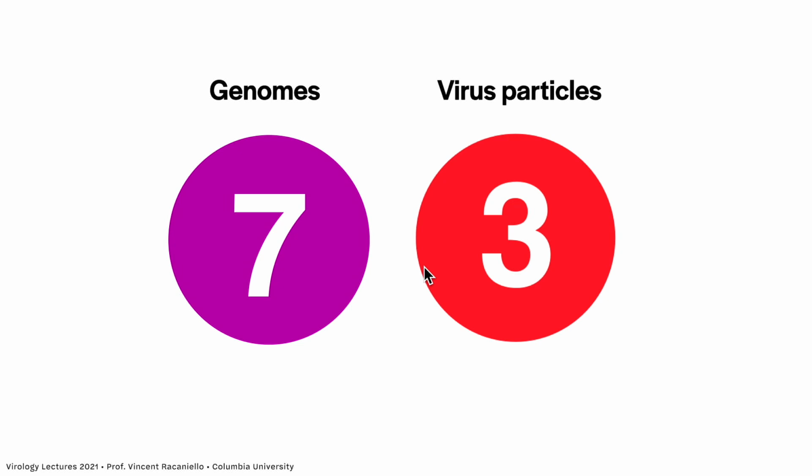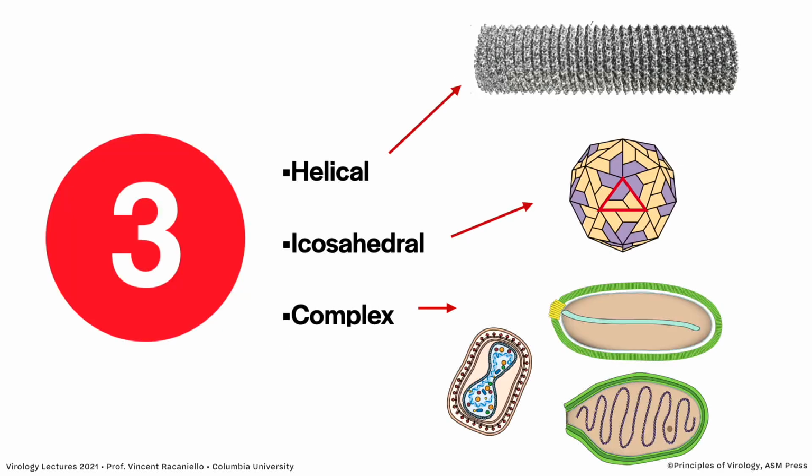Now, you learned a few lectures ago that there are 7 kinds of viral genomes, right? And by now you know them all. They're easy to remember. And it turns out there are 3 different kinds of virus particles. So all you have to do is remember the subway signs, 7 and 3. What are the 3? We have helical, icosahedral, and complex. That's the 3 different kinds of ways that virus particles are built. It's all you have to know.